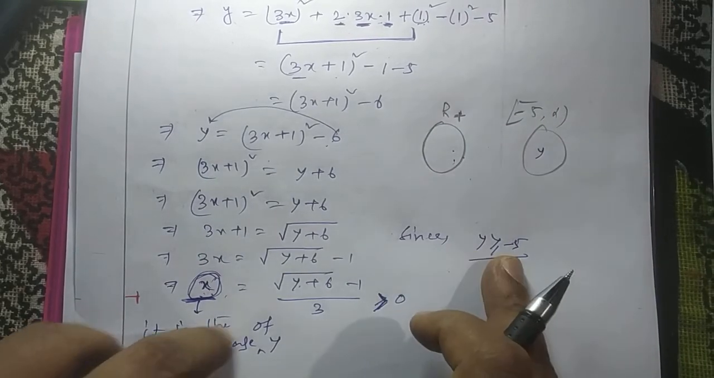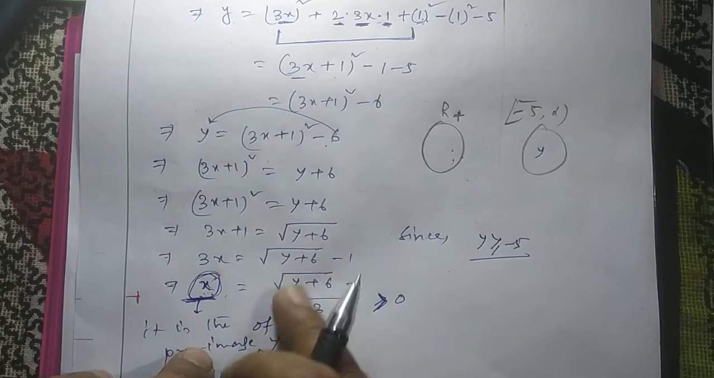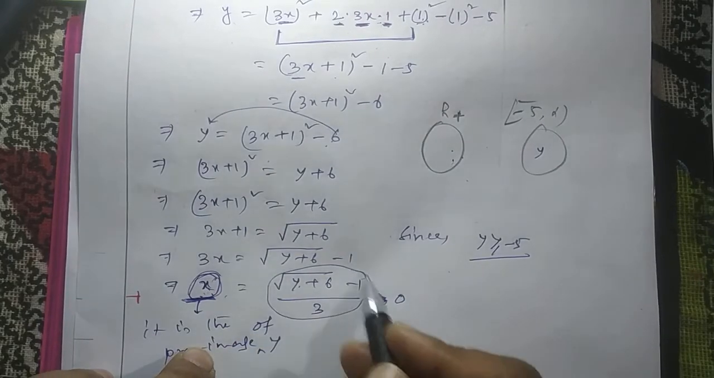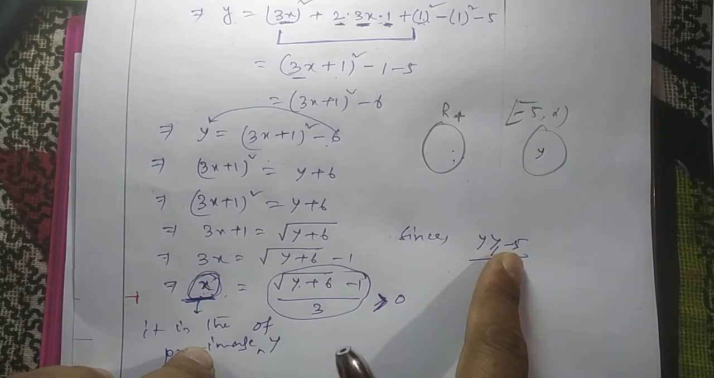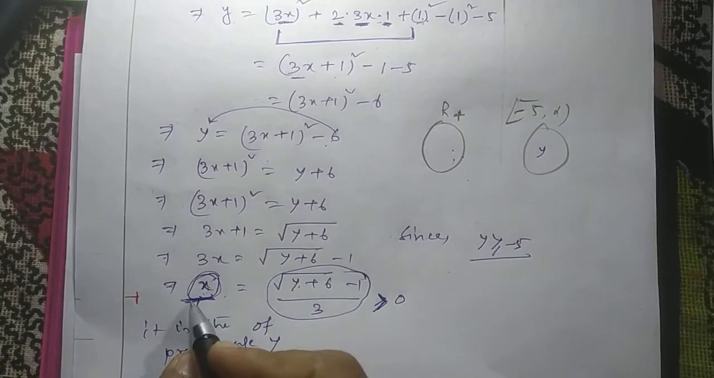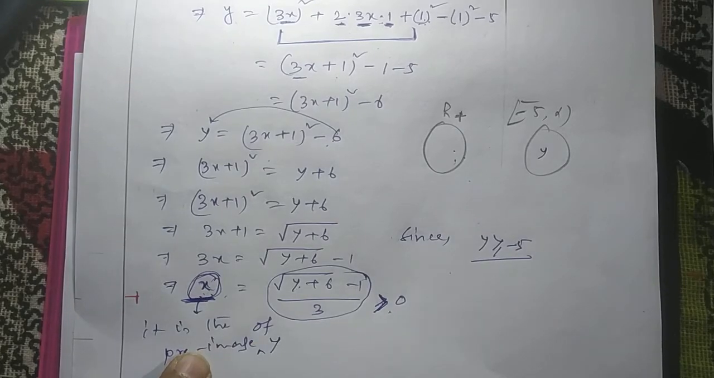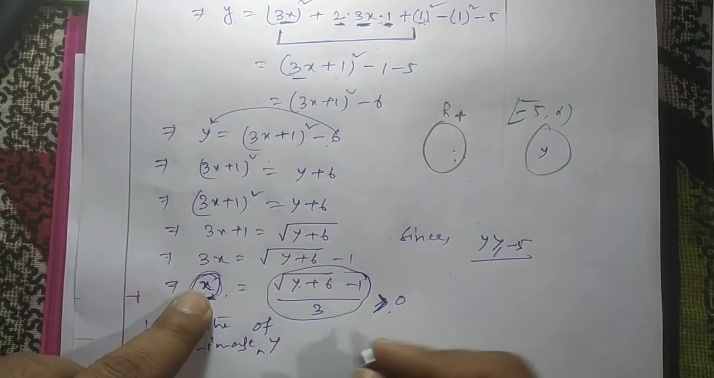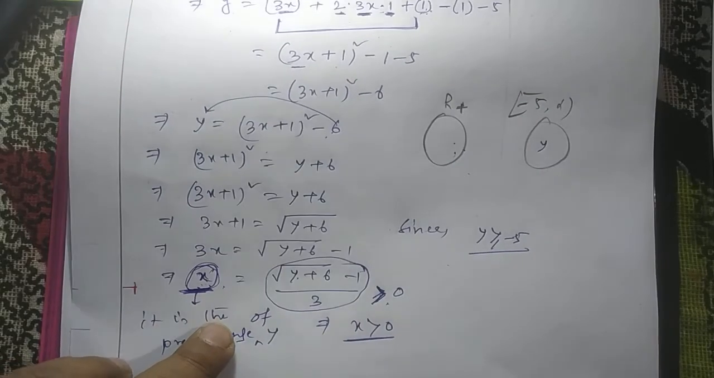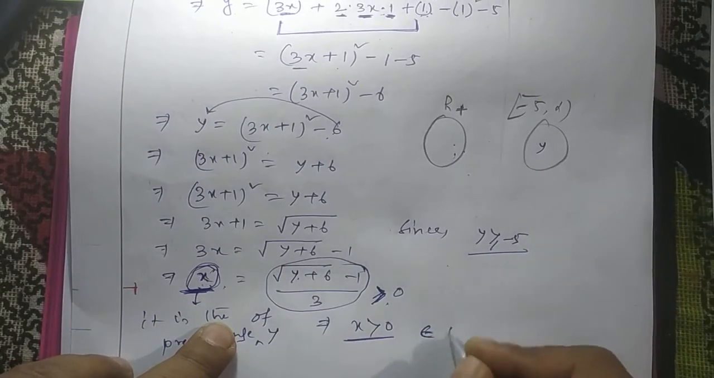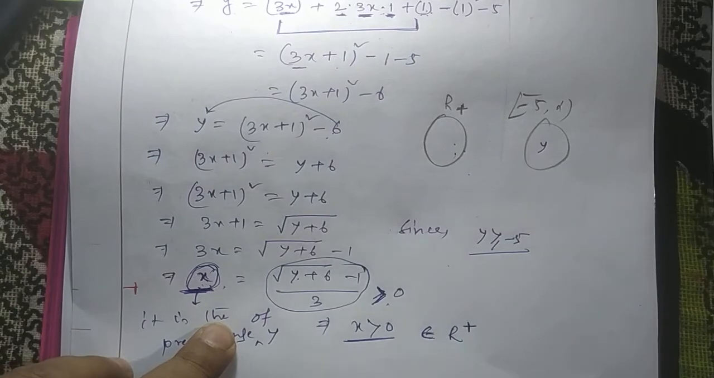Since y is bigger than or equal to minus 5, we can say it will always be positive. For every y bigger than or equal to minus 5, this whole term will be positive. You can check by taking any examples, but you have to choose y bigger than or equal to minus 5. Always x will be showing a positive value. That means ultimately we have got the preimage positive, which means it belongs to the domain R plus.